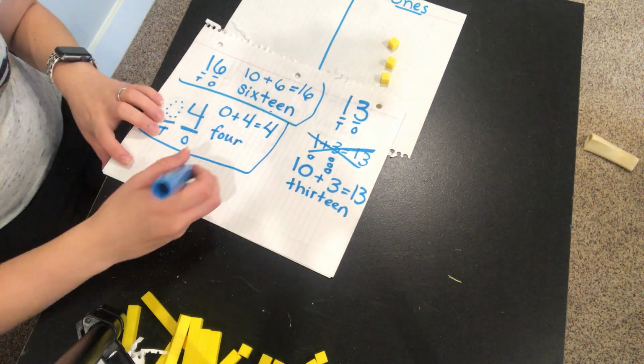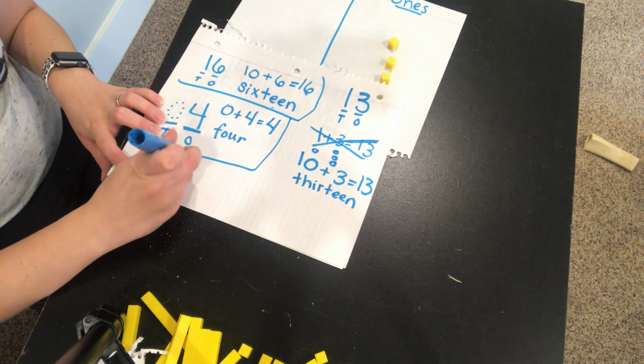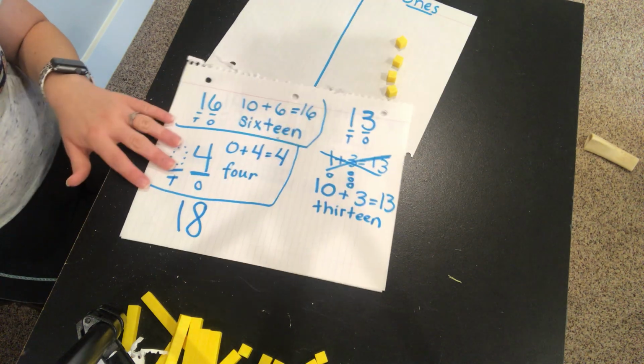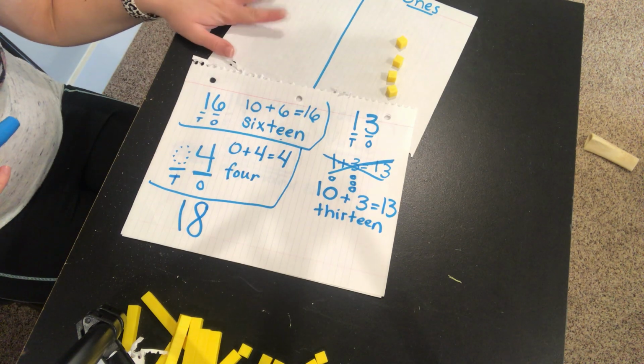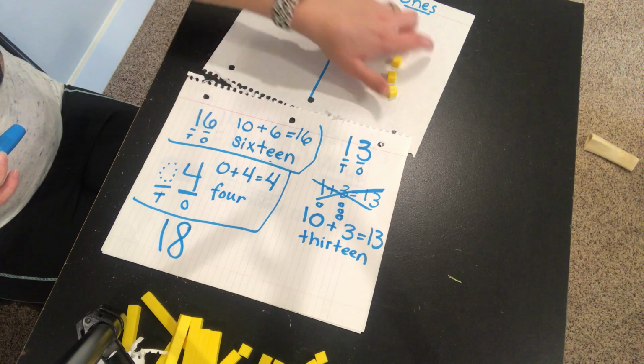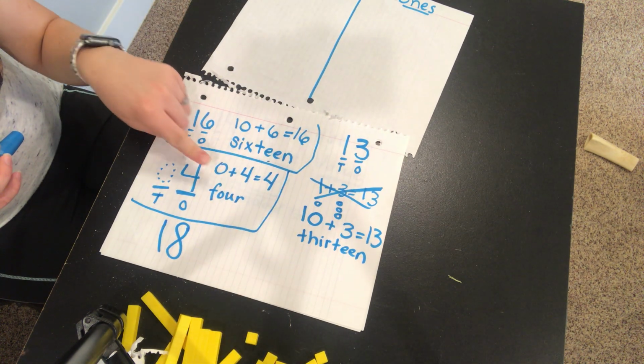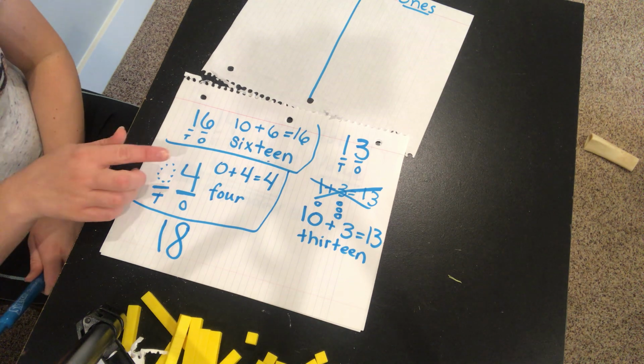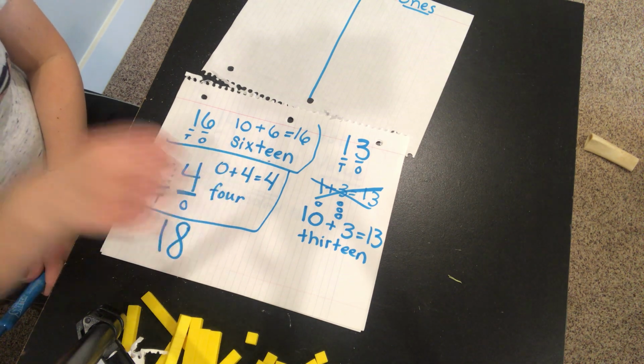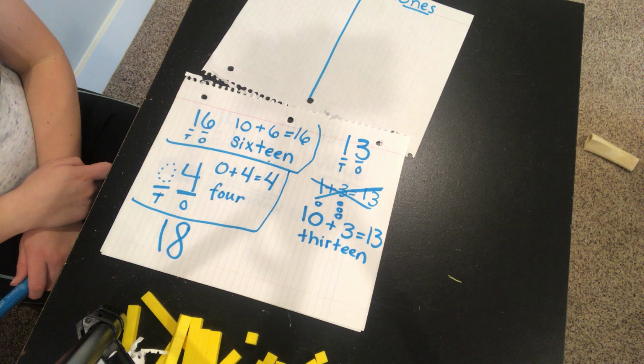Let's do the number 18. See if you can model 18 by yourself. And then if you have some time, see if you can write standard form and expanded form. Standard form, expanded form, and word form also. You can pause the video if you want to try it out.